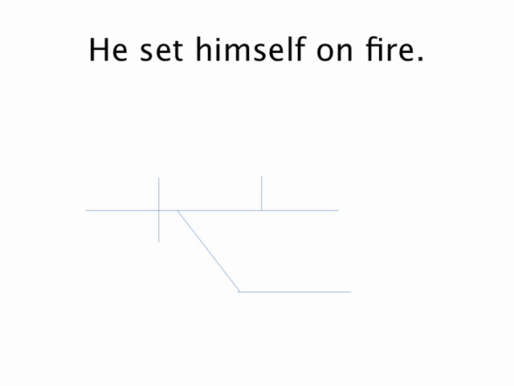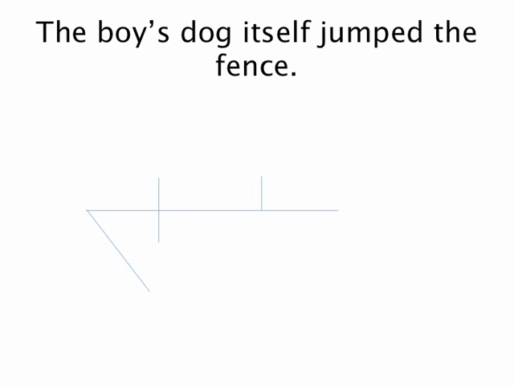He set himself on fire. Our verb is set. Set what? Himself. Our subject is he. On fire. The dog itself jumped the fence. Okay, and then we had that intensive pronoun there, so we just put it right by the subject.